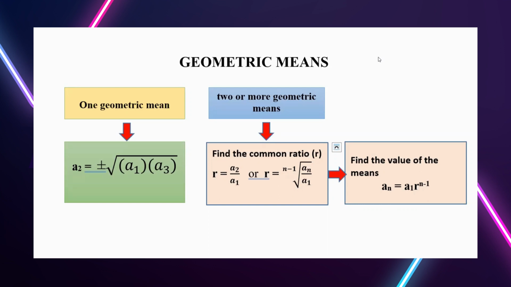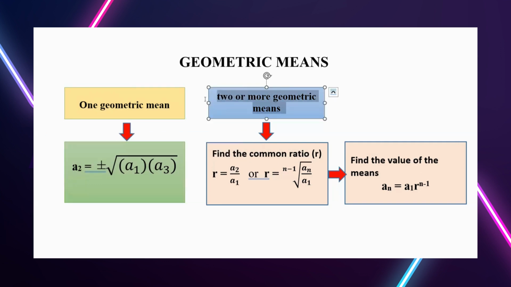Meron tayong dalawang process in solving the means of the geometric sequence. First, kung ang hinahanap ay ang isang geometric mean lamang, therefore, ang formula na ating gagamitin ay ang a sub 2 is equal to positive negative of the square root of the product of the first term or a sub 1 and the third term or a sub 3.